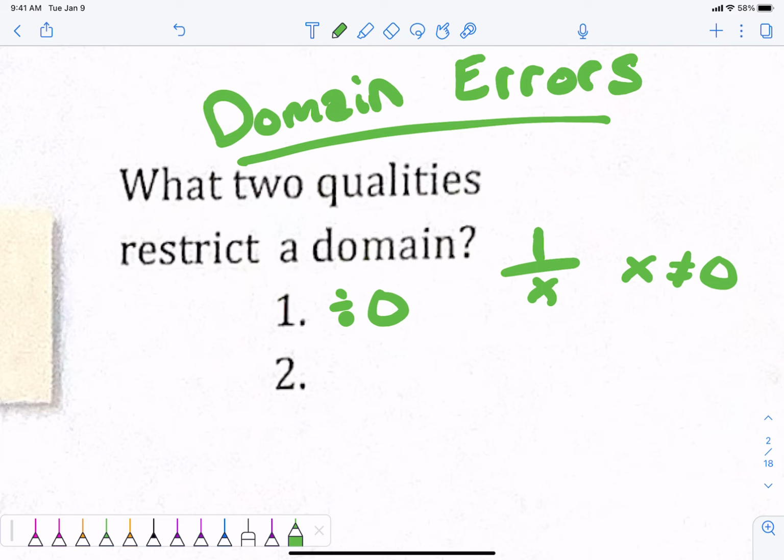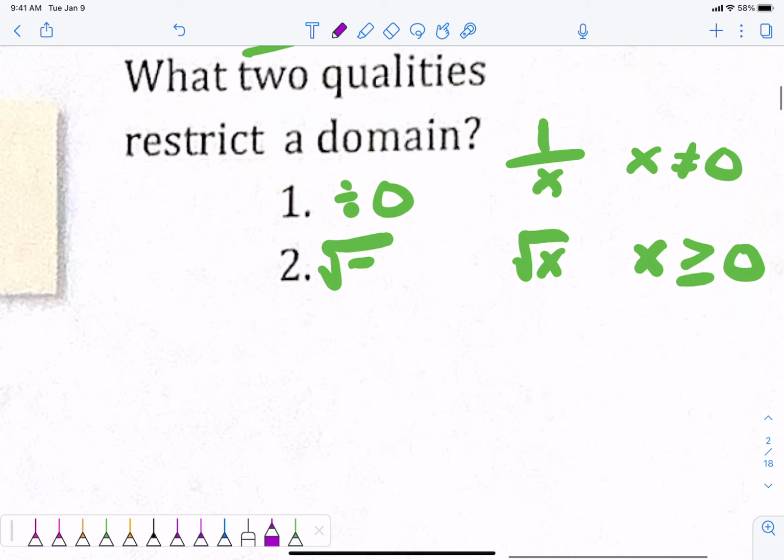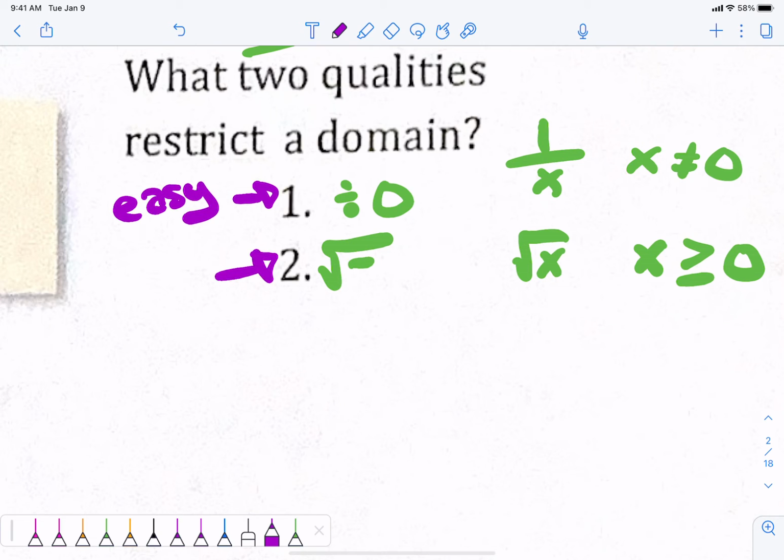The second thing that I cannot have is a negative inside of a square root, right? Okay? So, if I have, like, the square root of x, we would say x has to be greater than or equal to 0. Okay? Now, which one of those is easier to deal with? The first one. This one's easy for the most part. This one's a touch harder.